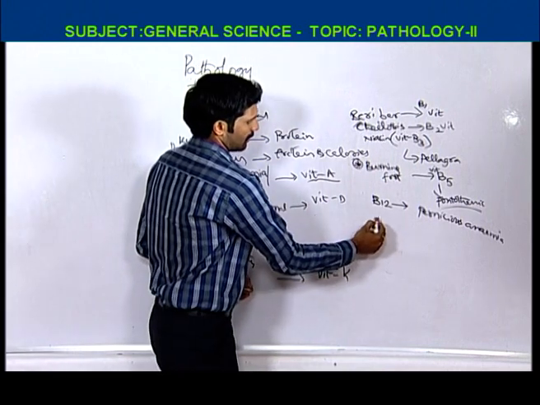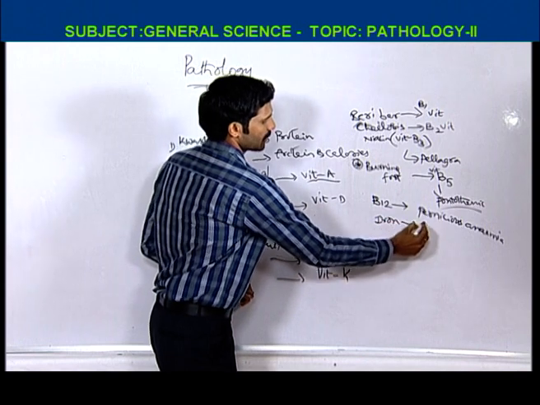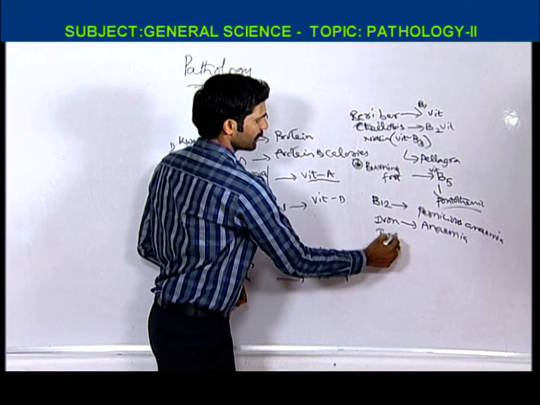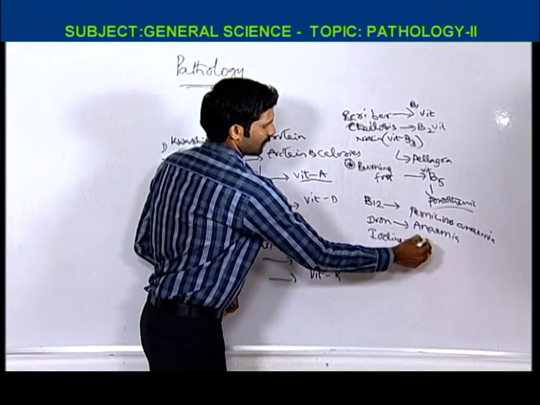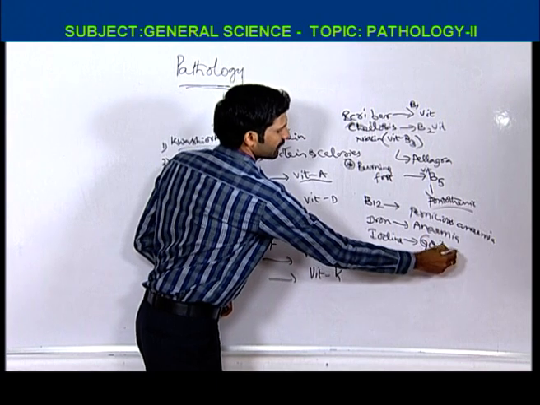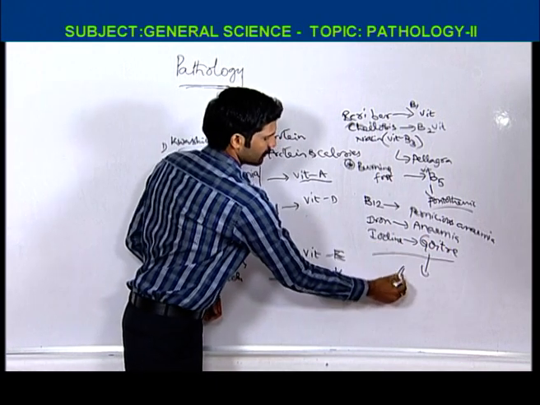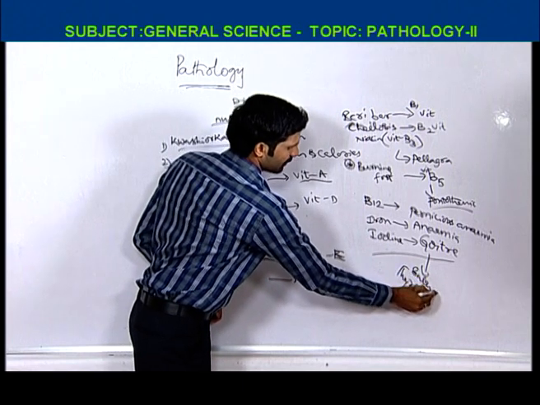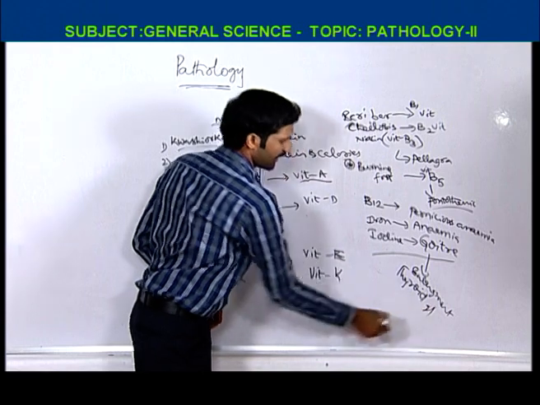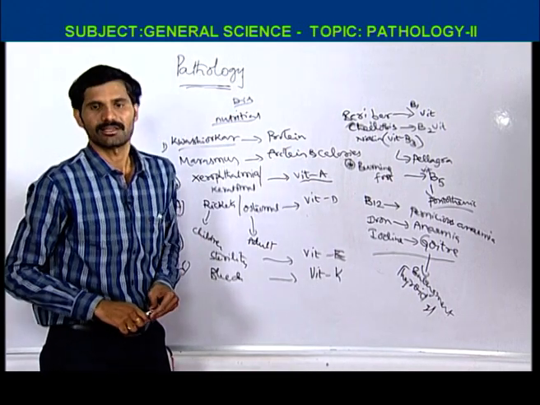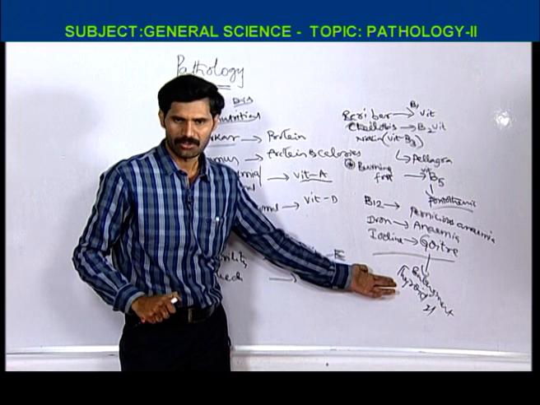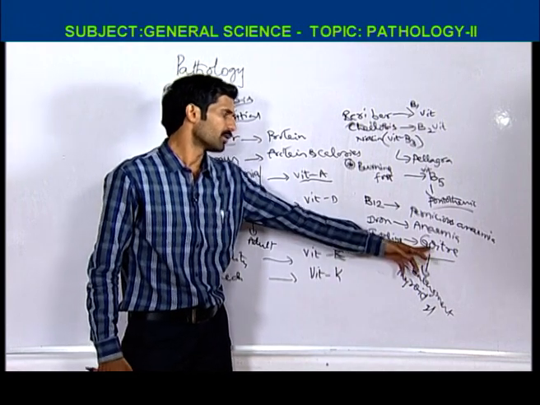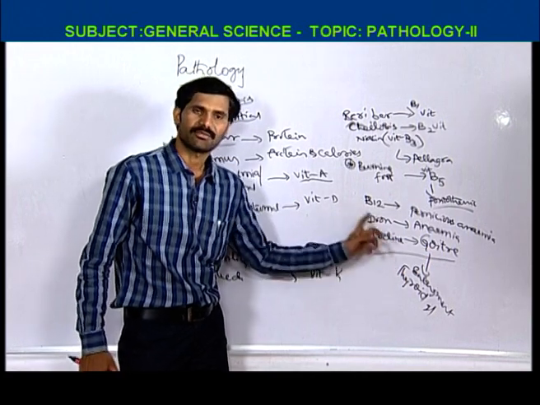Next, deficiency of iron leads to anemia, and iodine deficiency leads to goiter, enlargement of the thyroid gland. Enlargement of the thyroid gland is known as goiter. The thyroid gland is the largest endocrine gland. That enlargement of the thyroid gland, called goiter, is due to the deficiency of iodine.